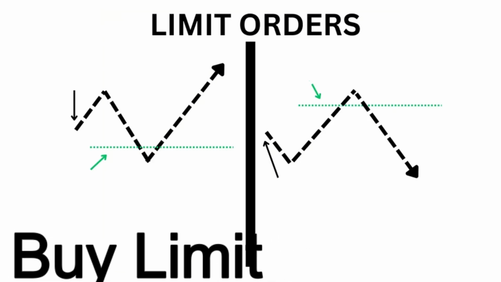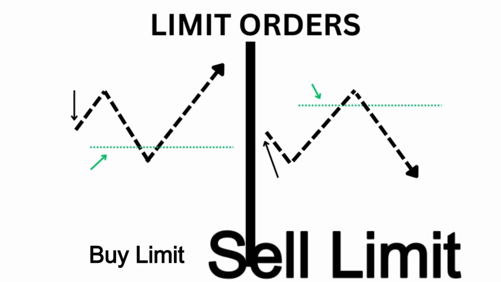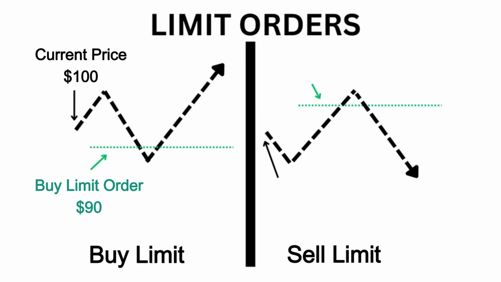A buy limit order means you are willing to buy at a specific price or lower. A sell limit order means you are willing to sell at a specific price or higher. These are different from market orders, which execute immediately at the best available price. Take an example. The market price is now 100 and you are willing to buy at 90 rupees. So you will place a buy limit order. If you place a buy limit order of 90, it means your order will fill if the price goes below 90 or at 90.